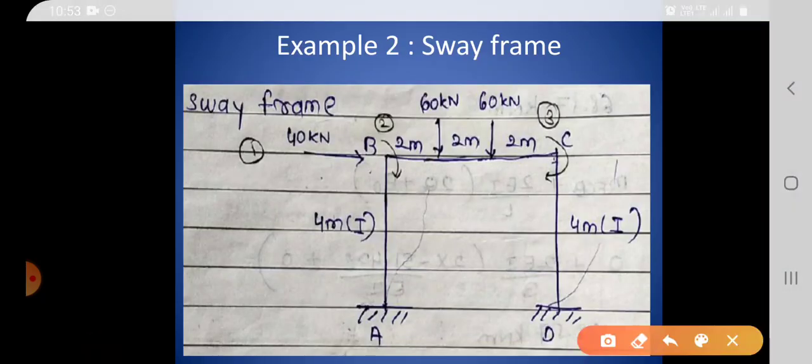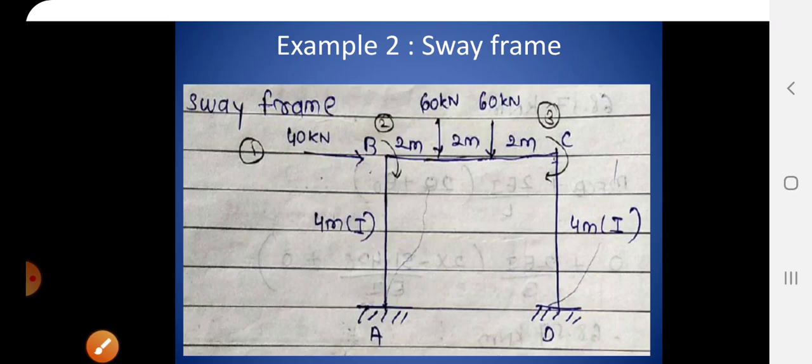First identify the type of frame. Try to understand this. A is fixed support, D is fixed support, there are two eccentric point loads, and there is also a horizontal force at end A, B. Therefore, this frame is a sway frame, and the sway will be towards the right.